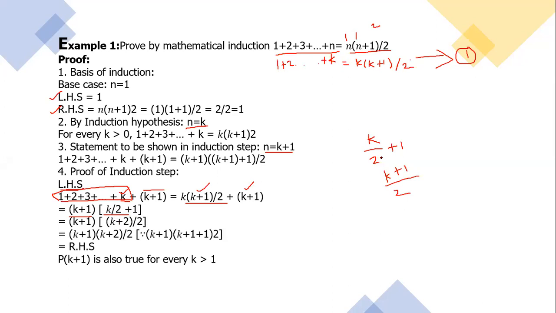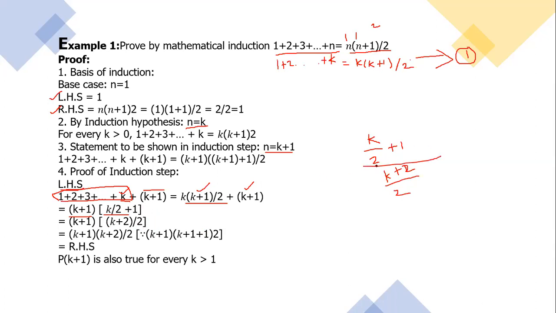LCM is 2 only, no? K, yes, k plus 2. Here we need to multiply, right? So the answer is k plus 2 divided by 2. Can you follow, all of you? Okay, ma'am. Thank you. So k plus 2 divided by 2. I just take the LCM for this. I just want to optimize this.